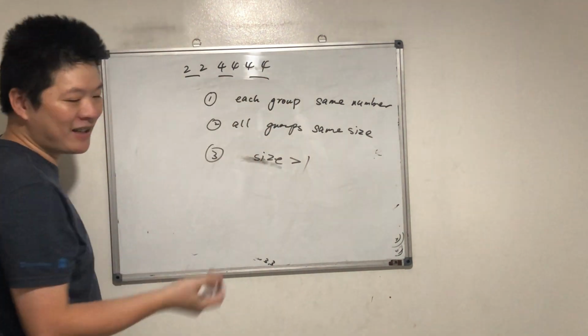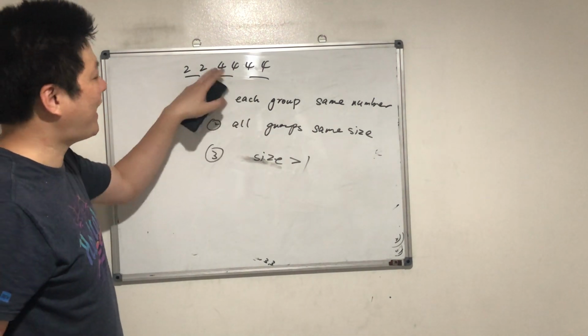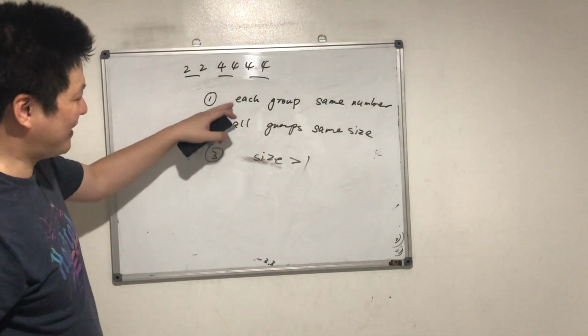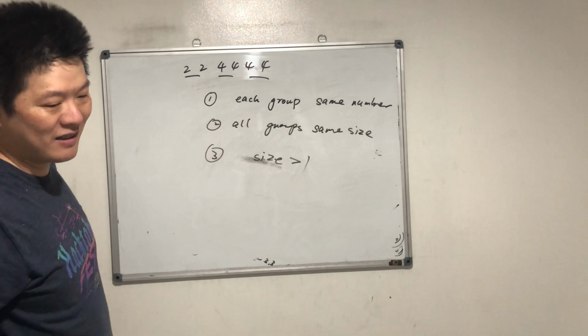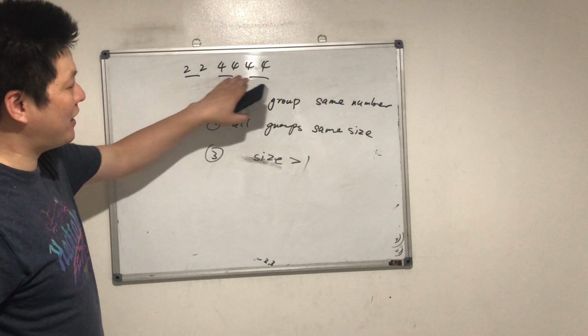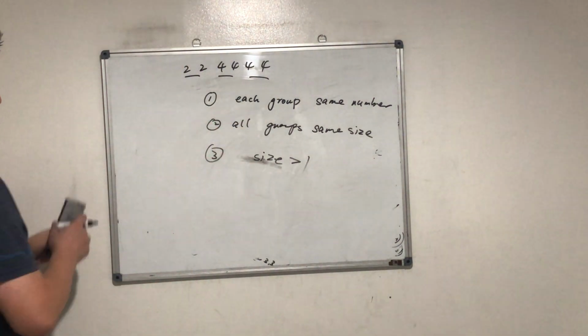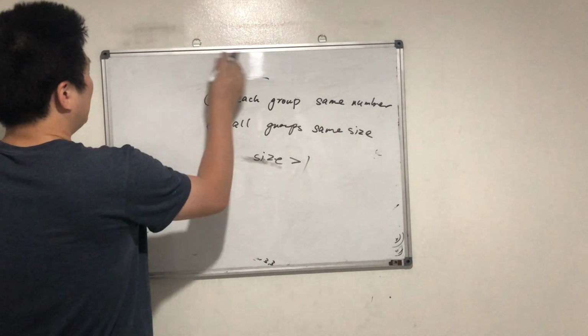I didn't say the numbers in each group need to be unique, right? They can be the same, right? These are the three rules. You didn't say it has to be unique. Yeah, I didn't say. That's why you can put the same number into 2 different groups or more groups. That's okay.